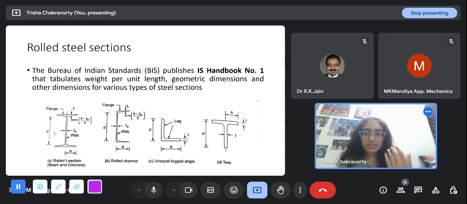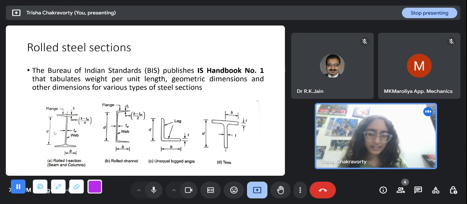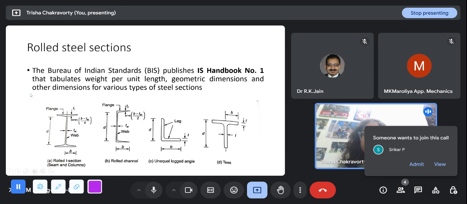We can put it 300, 315, 350, any combination of the width and the depth of beams and columns. Technically, even for steel structures we can do that, but mostly in the industry, the steel sections are brought directly ready-made. They have certain cross sections, and the list of that is available in the IS Handbook number 1. It tabulates several properties like the weight per unit length, moment of inertia, the geometric dimensions, and other dimensions for various types of sections.